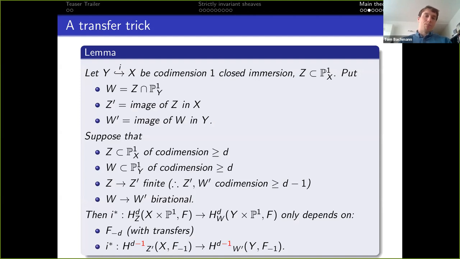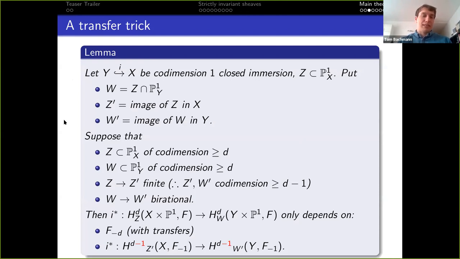Okay. So for a long time, I was stuck and I didn't know what to do. But then, as often works in my research, I was reading a paper of Mark Levine, and I found that he has a very useful result, which I can steal and adapt and try to make work. So here's what I call a transfer trick lemma. This is basically an adaptation of some lemma of Mark Levine.